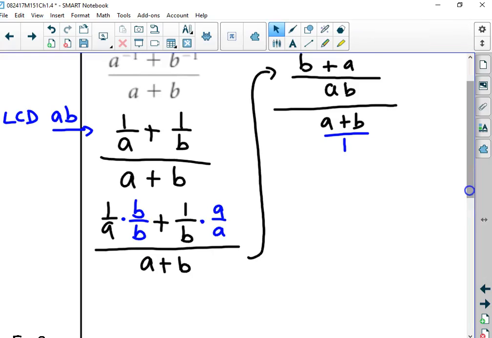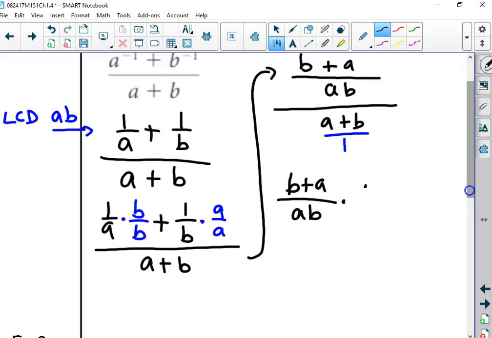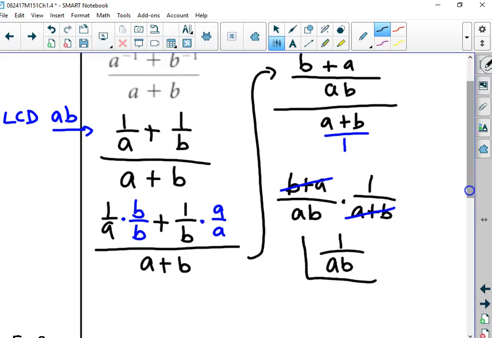Next step, I'm going to flip and multiply. Whoops. Flip. Okay, b plus a and a plus b are the exact same thing, so they cancel. And the final answer to this problem is 1 over a b.